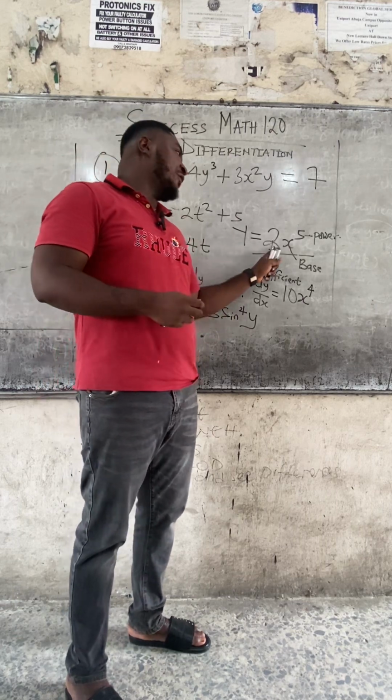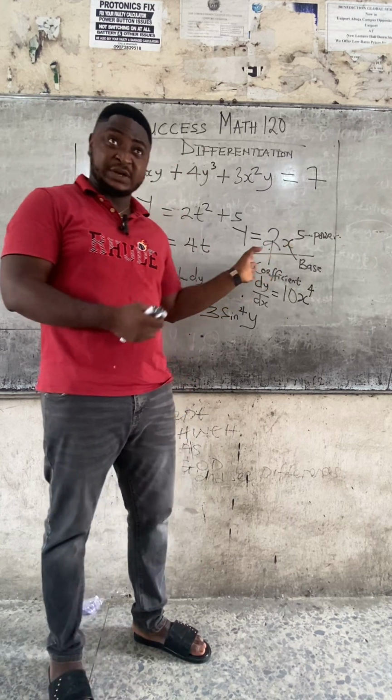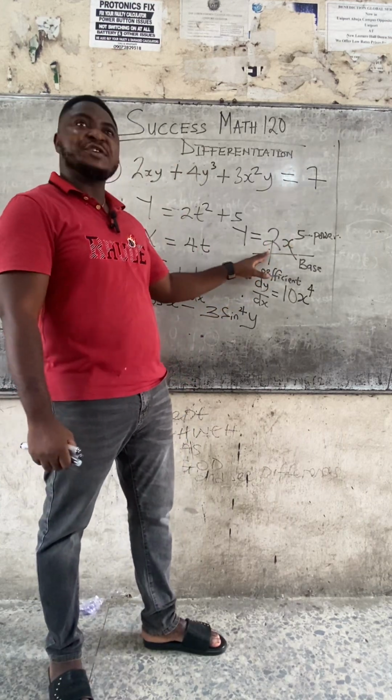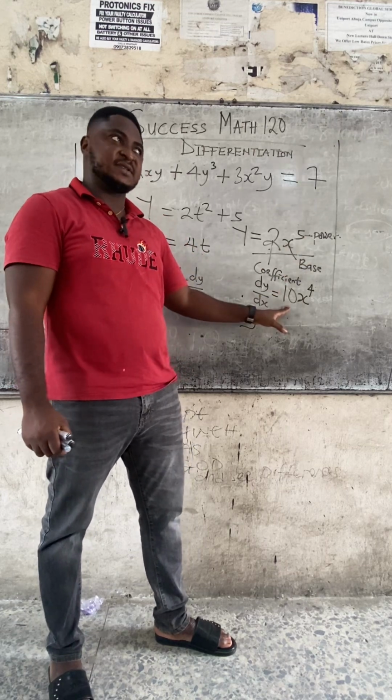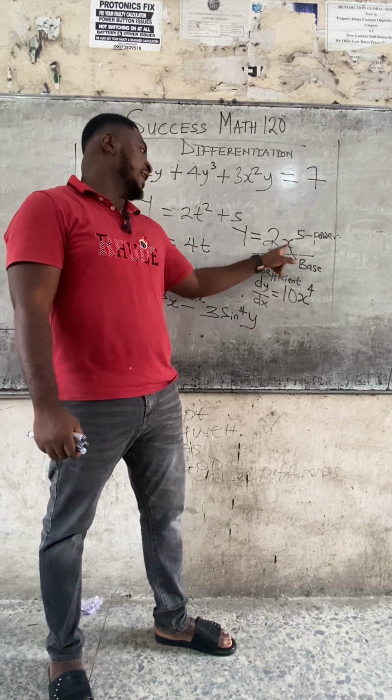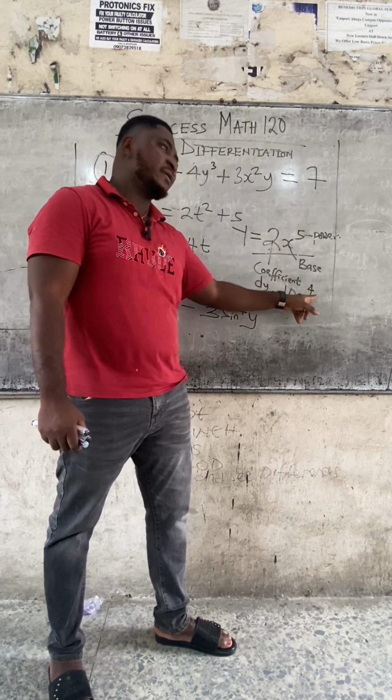So one more time, this coefficient, this base, this power. There are 3 steps when you want to differentiate these simple kinds of questions. Multiply the coefficient and power. You say 2 times 5, 10. Bring down your base, x, and subtract 1 from the power. 5 minus 1, 4.